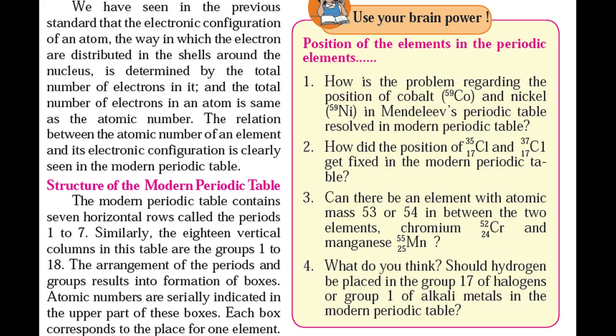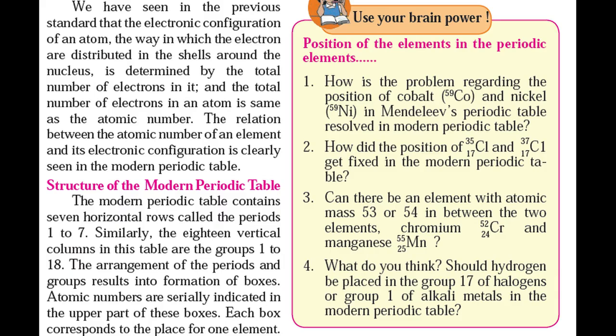Second question: how did the position of chlorine 35 (Cl, 17) and chlorine 37 (Cl, 17) get fixed in the modern periodic table? Now, this issue of chlorine 35 and chlorine 37 is fixed because the modern periodic table is based on the atomic number of the element, whereas in Mendeleev's periodic table, the properties of the elements are a function of atomic masses. That's why they were unable to ensure the correct position of chlorine 35 and chlorine 37.